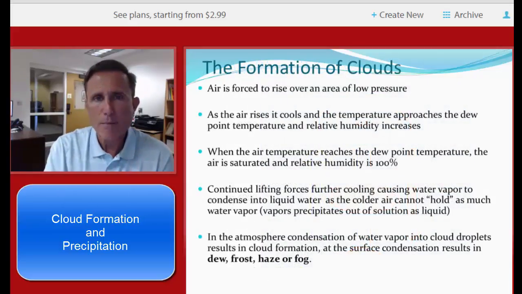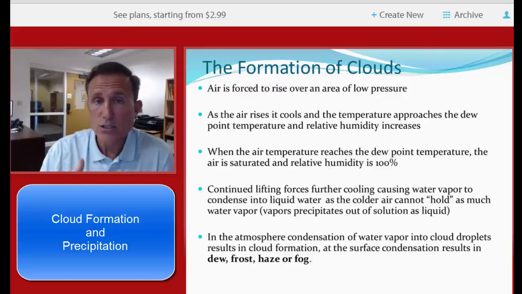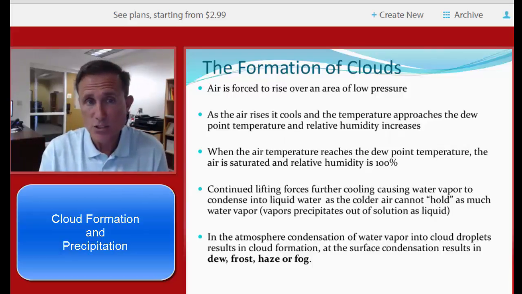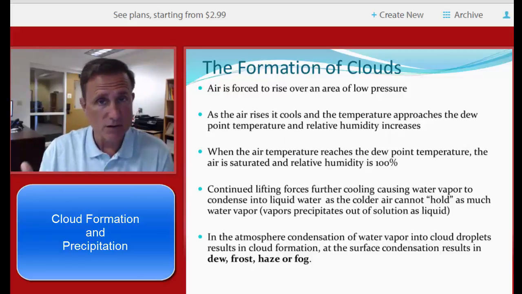So what happens when air is forced to rise? The temperature of the air cools to its dew point. Once it reaches its dew point, then we know that the relative humidity has increased to 100%. 100% relative humidity means that that air is saturated.